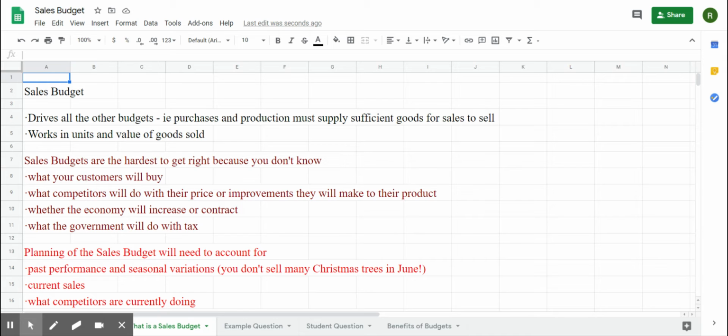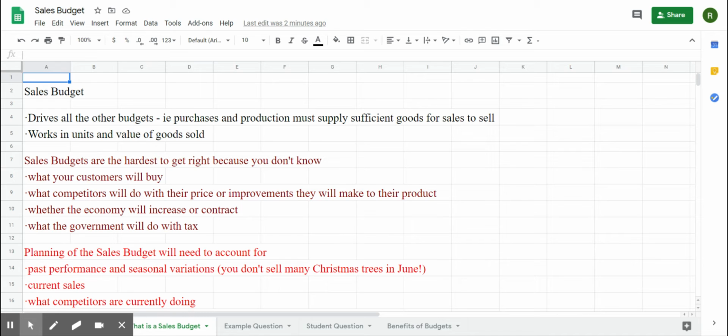And then there'll be a question for you to do, and we'll look at some of the benefits of budgeting to a business. Sales budgets, probably the most important budget in some ways, because if we don't know the sales, we can't plan purchases, we can't plan production, we've got no idea what the main receipts of the business are going to be. So it's a very important budget, drives all the other budgets.